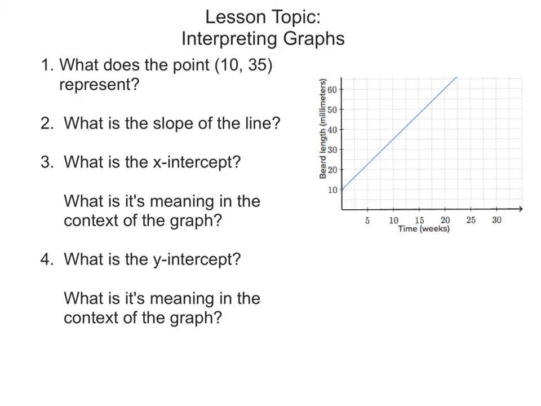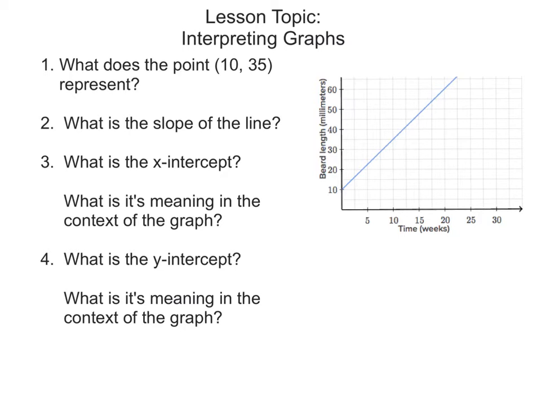All right, so question number 1, what does the point (10, 35) represent? All right, so if we look at the point (10, 35), 10 is our X value and 35 is our Y value, so 10, 35, and 35 is right here. So where did 10 and 35 meet? That's a point right here. Well, what that represents is that after 10 weeks, the beard is now 35 millimeters, right?